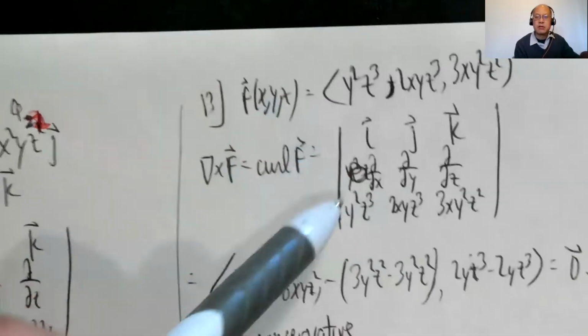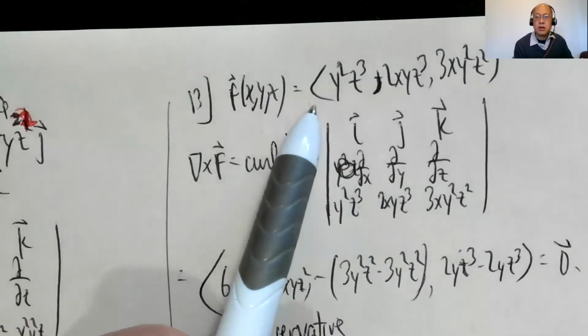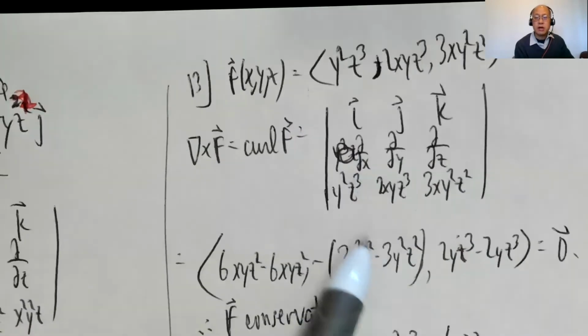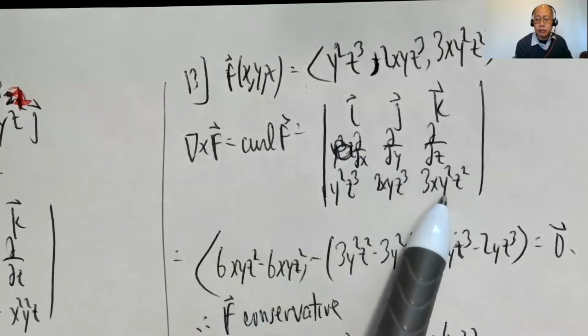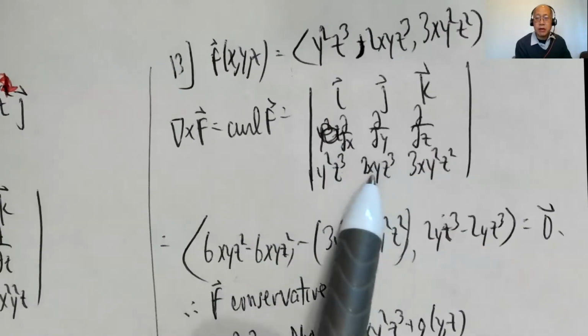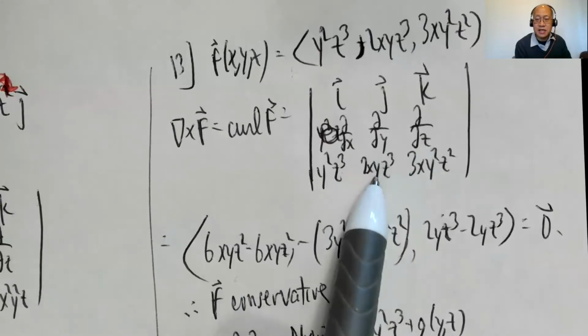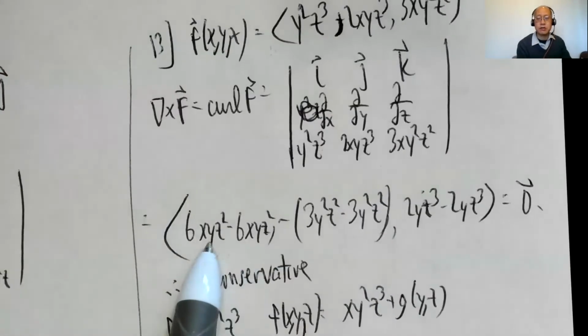Okay, how about this one? So set this one up. You're not really multiplying, you're taking the derivative with respect to y. So that's going to be 6xyz squared minus partial with respect to z. This is 6xyz squared, which is a 0 vector.